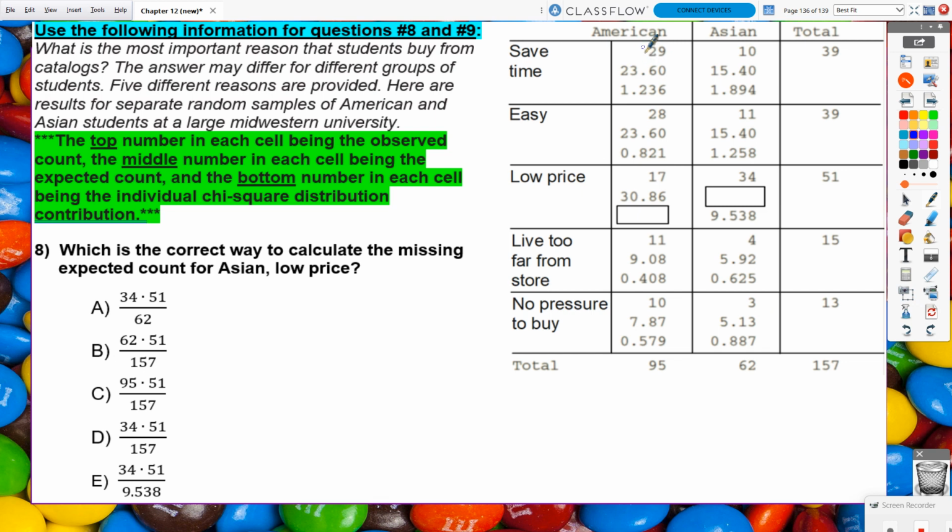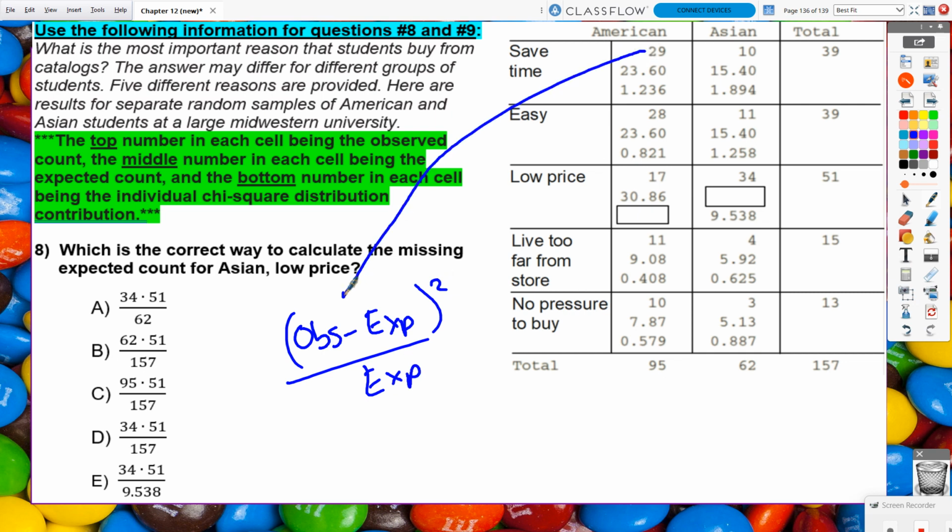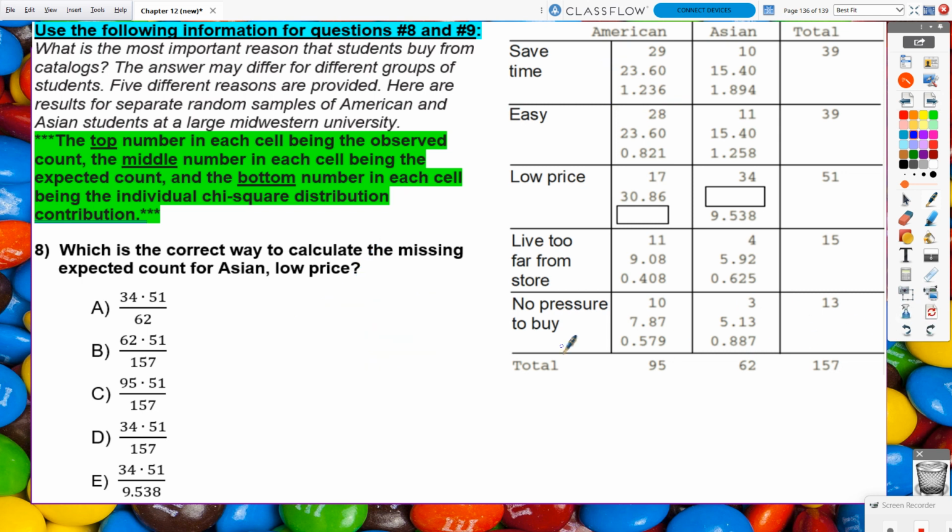So again, going back to the American save time, we would have expected 23.60 American students to say save time. And the bottom number is the individual chi-square distribution. So if I would have done the observed minus expected quantity squared divided by expected. So if I were to plug in, for instance, in that first one, 29 minus 23.6, square that difference and divide by 23.6, it's telling me I would get the bottom number. I would get an individual chi-square test statistic of 1.236. Okay, so now, question 8.